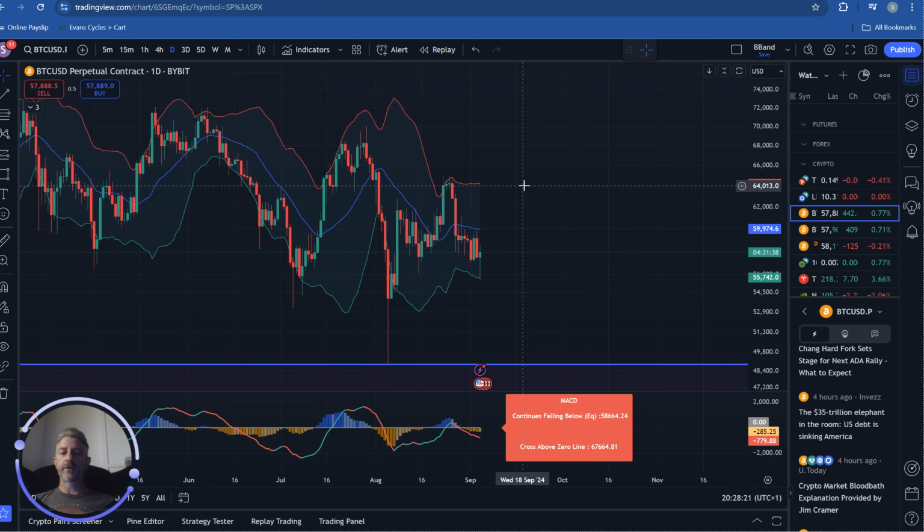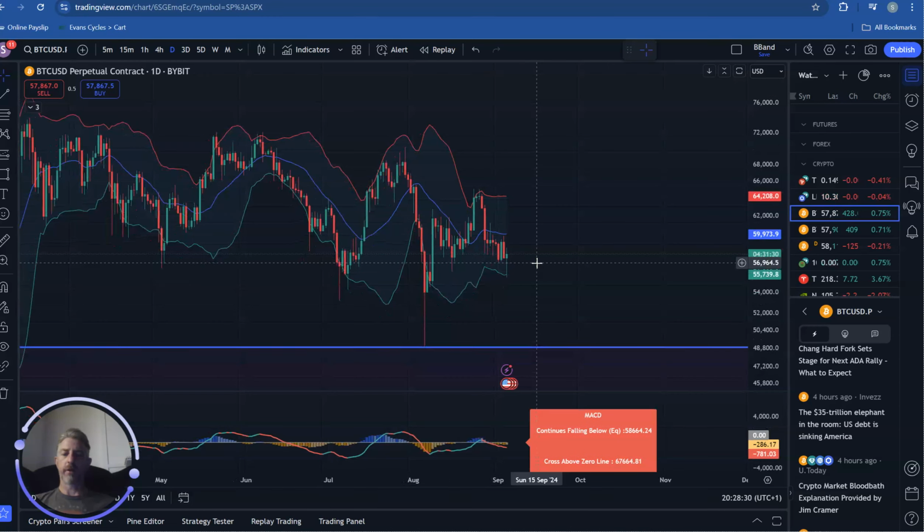What would look good for significantly more upside? Well, back above 64. And that's easy too, right? Because that's just a high, and it's also the upper Bollinger Band there.